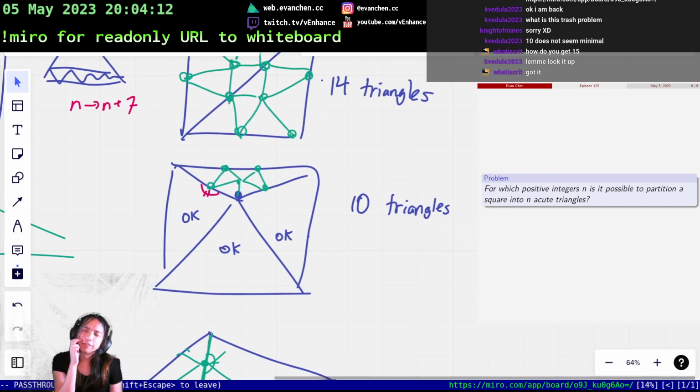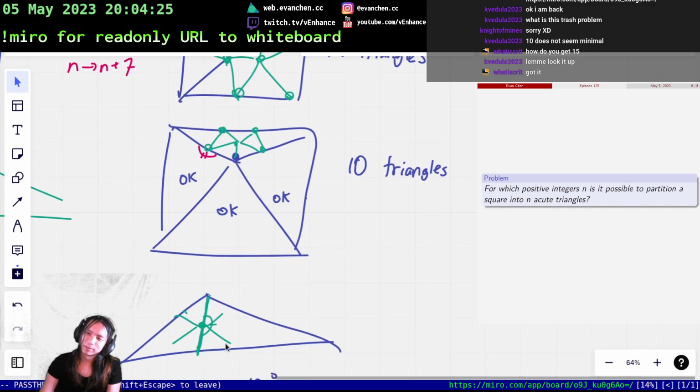For an obtuse triangle, we actually have a proof that 7 is minimal. So if you can do a square in a lot better than 10, that would be very surprising to me. In fact, I feel like I should use a strategy like this.